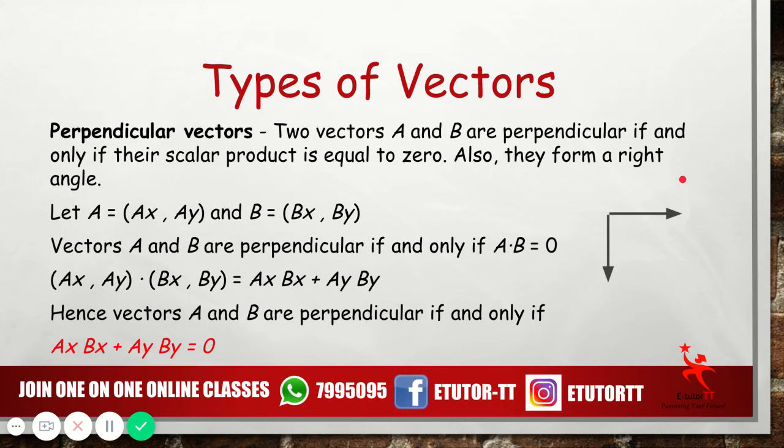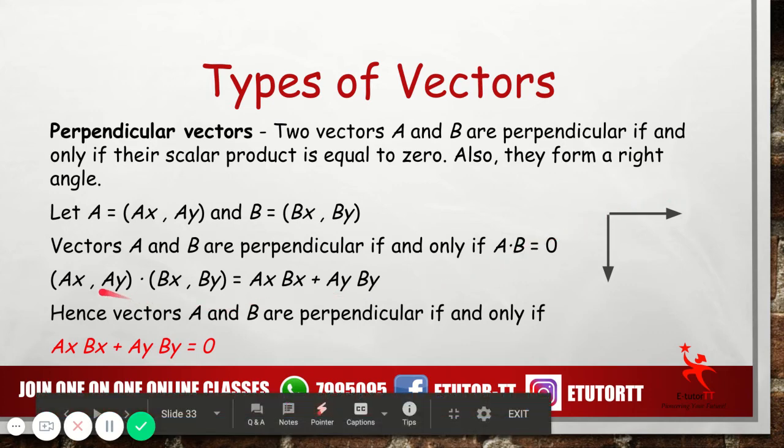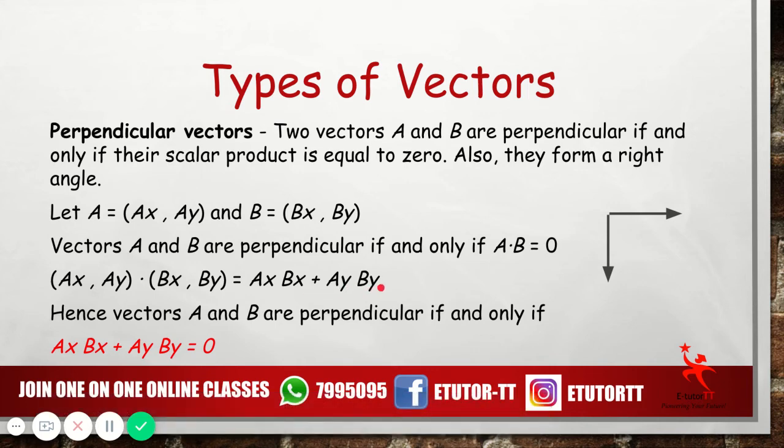Let A equals (AX, AY), and B equals (BX, BY). Vectors A and B are perpendicular if and only if A dot B equals 0. So just replacing A and B with (AX, AY) and (BX, BY), now it becomes (AX, AY) dot (BX, BY). How do we do this? We multiply. So you multiply the x by x and y by y. So we have AX·BX plus AY·BY, as we have here.